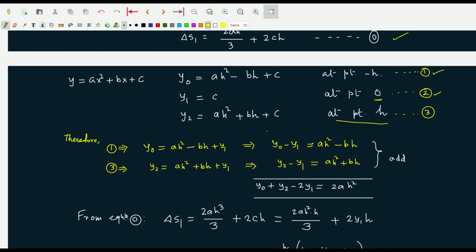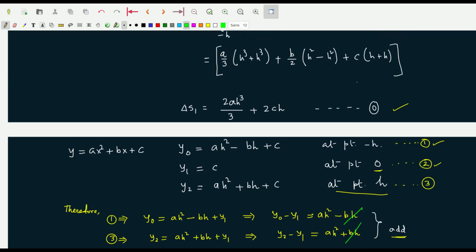And now after transposing and simplifying all these things, y0 minus y1 is h square minus bh, and y2 minus y1 is h square plus bh. Adding these two, it turns out to be y0 plus y2 minus 2y1 on this side, and on the other side these two cancel out, these two cancel out, so 2a h square, as simple as that.